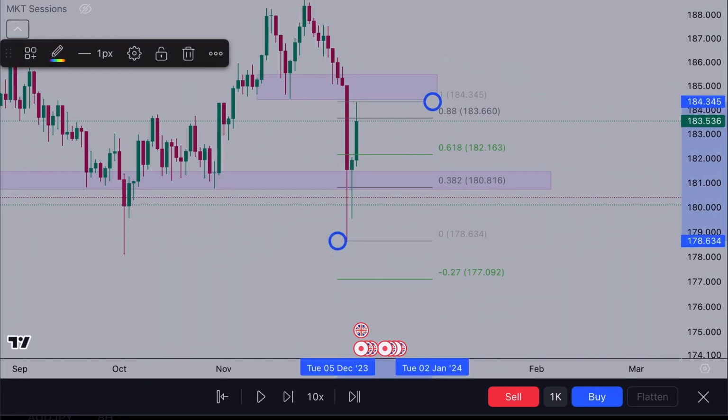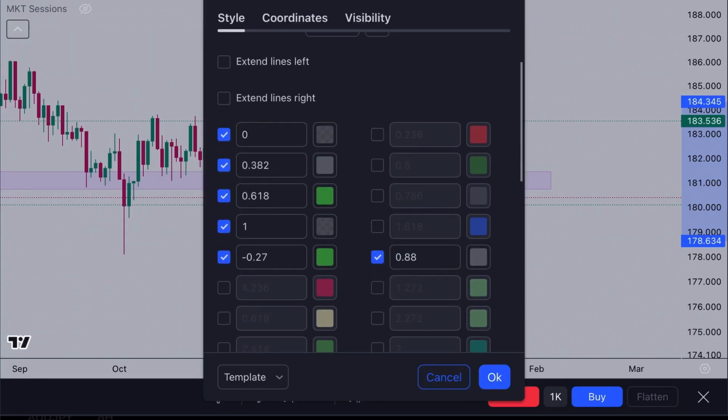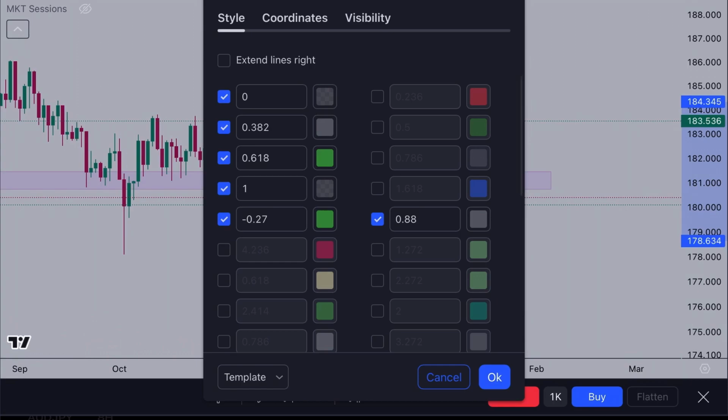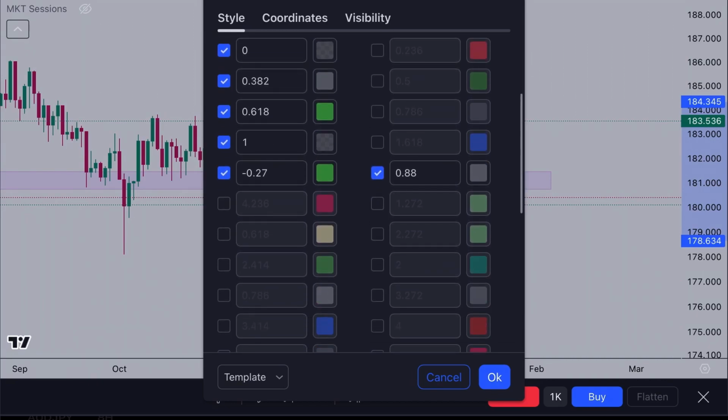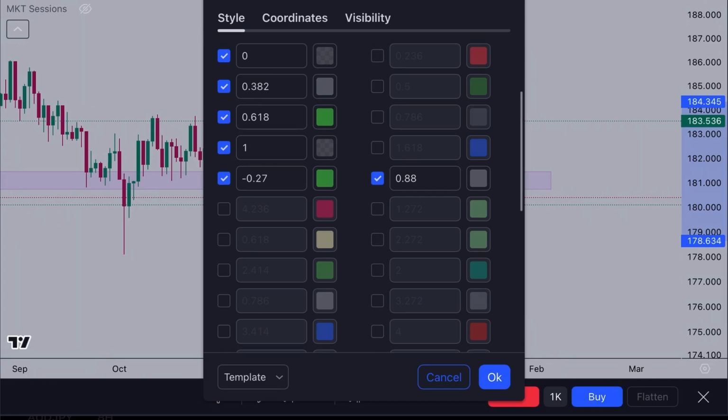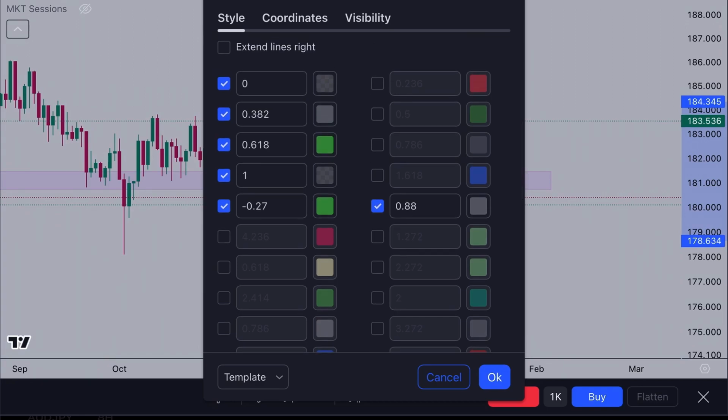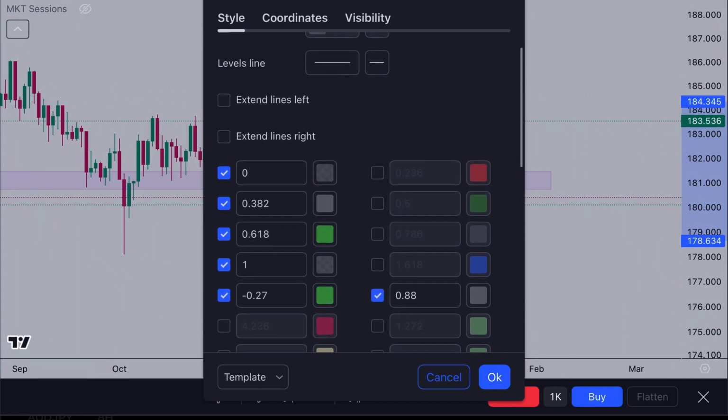I'm going to share the settings on my Fibonacci so you guys can copy the same settings that I have. Here you go, just make a screenshot or just pause the video and you can put these same levels on your Fibonacci. I only use these because these are the only levels that will be of influence in my trade. All the others you can see, I just took out.